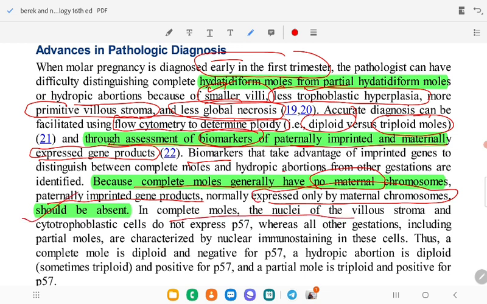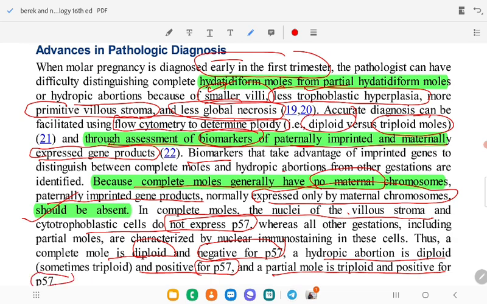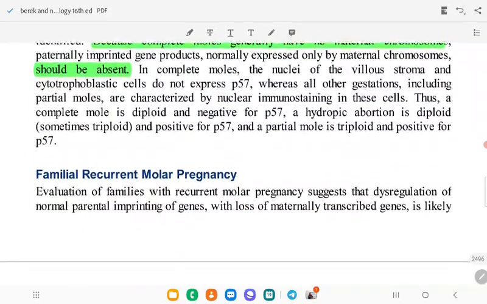In complete mole, the nuclei of the villous stromal cytotrophoblast cells don't express P57, whereas all other gestations, including partial mole, are characterized by nuclear immunostaining. So complete mole is diploid and negative for P57, while hydropic abortion is diploid, sometimes triploid, and positive for P57. And the partial mole is triploid and positive for P57. This is the advance in pathological diagnosis.